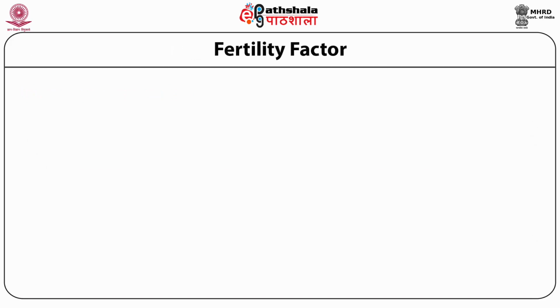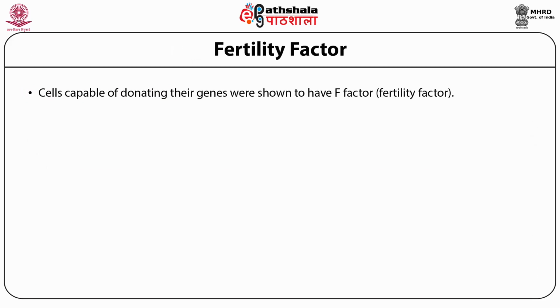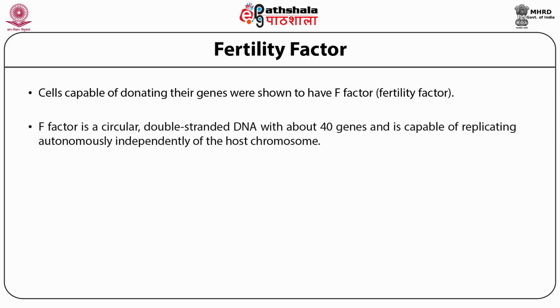Indicates that the cells which function as donor actually contain an F factor, or the fertility factor. They are capable of donating their genes, and this F factor has now been determined to be a double-stranded circular DNA with about 40 to 100 genes, and is capable of replicating autonomously, independently of the host chromosome.